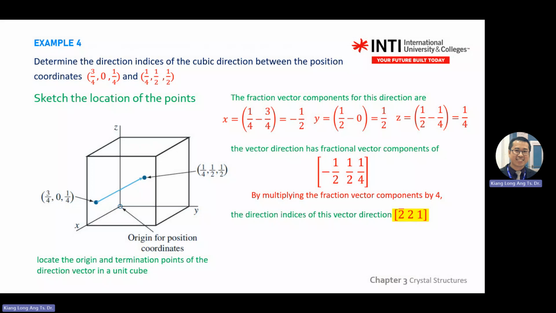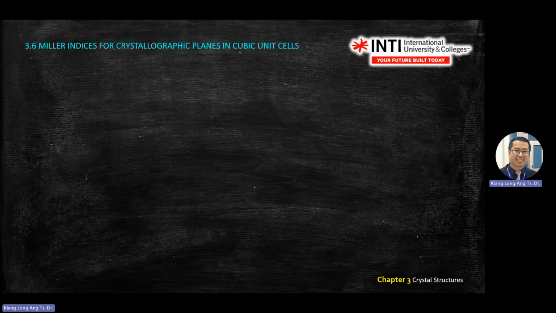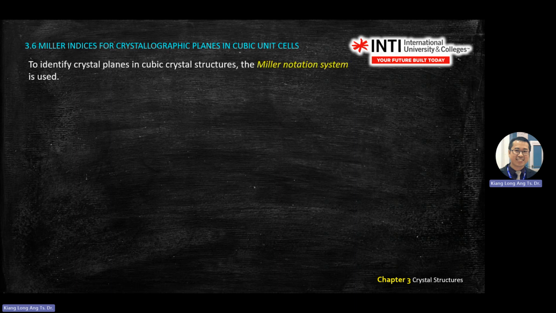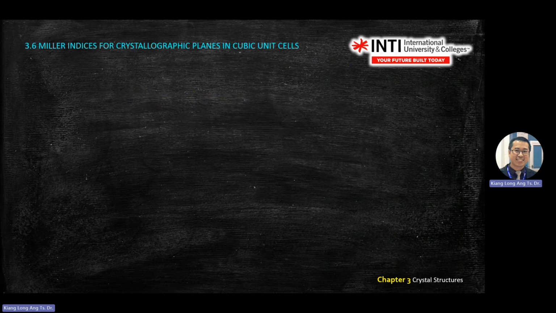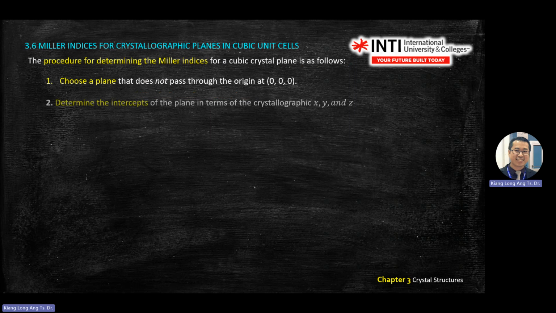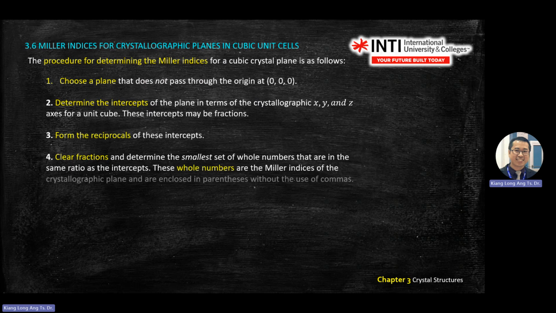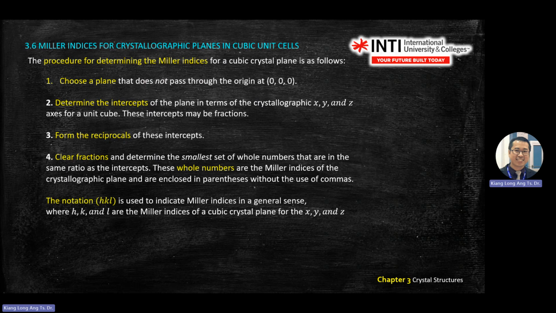Okay. So next we try to write in a more professional way. We call it Miller index. Right? Miller index or Miller notation system. Like what you learned just now, you just put it in the form. So these are the procedure like what I already focused on. Miller indexes is HKL.